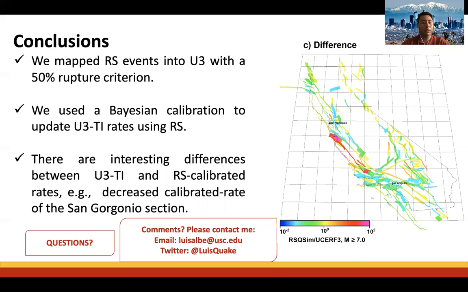And it's important to say that this is a work in progress. We acknowledge that we cannot handle correlation among ruptures, but we're going to simulate those correlations in future studies, including time-dependent studies.